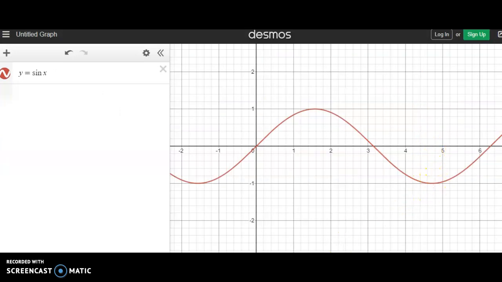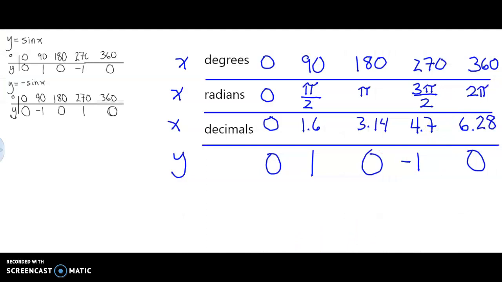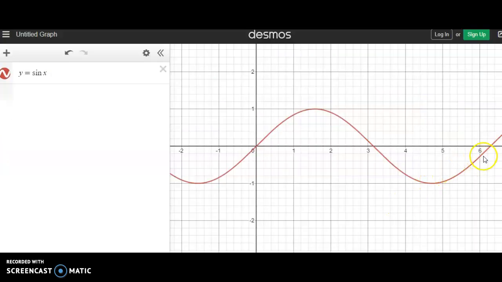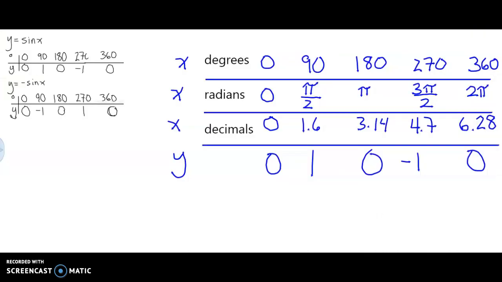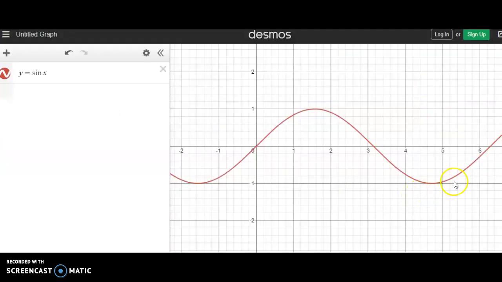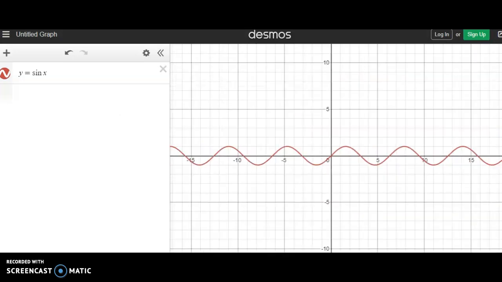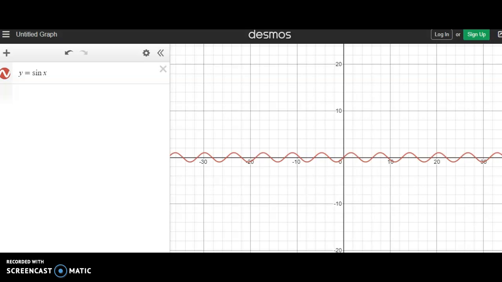And now we're going to look at the 360, and we should be back again. And, oh, let's look, 360, 6.28. 6.28, look at that, we're back again, and it's going to keep going in both directions. I'm going to zoom out so you can see. This function goes infinitely in both directions.